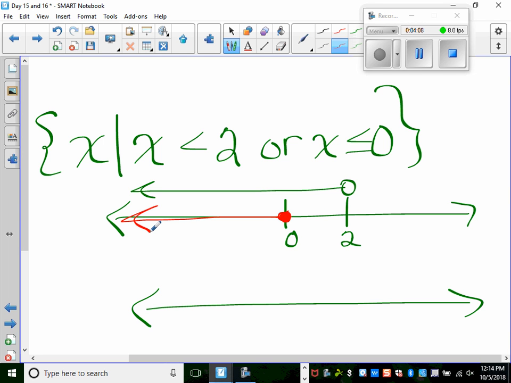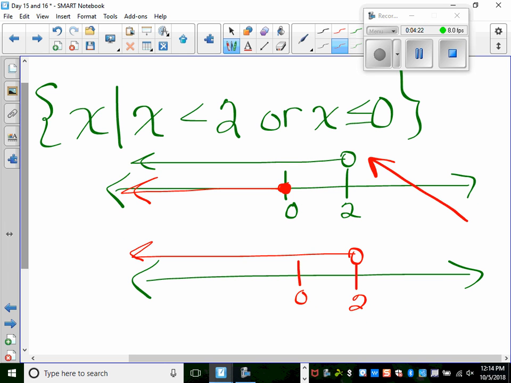Okay, for the second one, I just want to know what the answer will be. So that means I'm going to start with the one that's furthest back, which is at 2. Put an open circle. And so when you write that in set builder notation, you're going to have x such that x is less than 2. Okay, there's only one answer. That one graph will also satisfy x is less than or equal to 0.